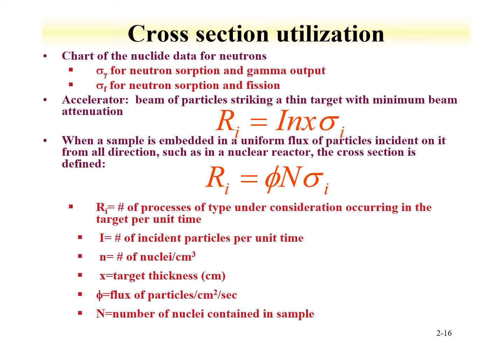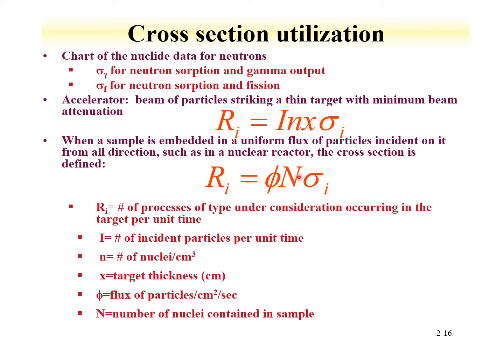For reactors, we use a different equation, and we assume that a particle, in this case the neutron, has a uniform flux, is impinging upon a target, and there is a cross section for a given reaction with the target isotope. So we've got the rate of reactions, how many reactions are occurring per unit time, equal to the cross section times the number of nuclei that are in the sample times the flux. So that's particles per centimeter squared per second. This flux is a property of the reactor. This is the property of the target that you're putting in. And this is the cross section that one can find.